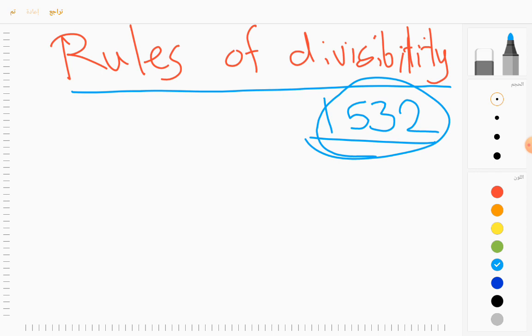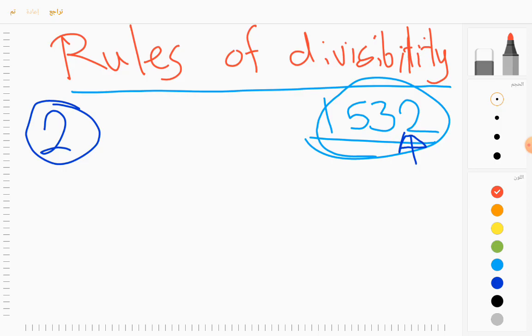Each number has its own rules, the main numbers from 2 to 9. But we're gonna talk about some numbers only. The first is the divisibility by 2. Okay? The number is divisible by 2 if it's an even number. Each even number is divisible by 2. And how can I know that the number is even? If the ones place is 0, 2, 4, 6, or 8, then it's an even number. So the number is divisible by 2 if it's even. So this number 1532 is divisible by 2.